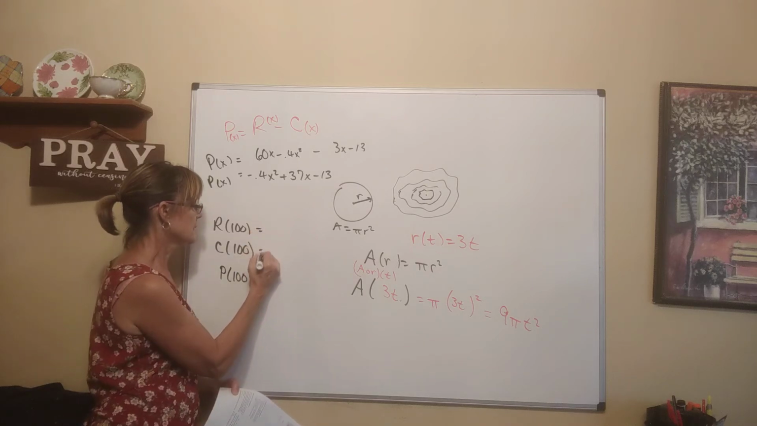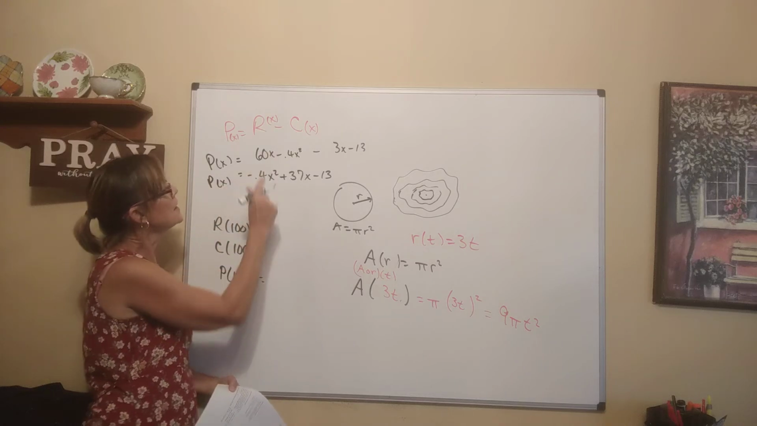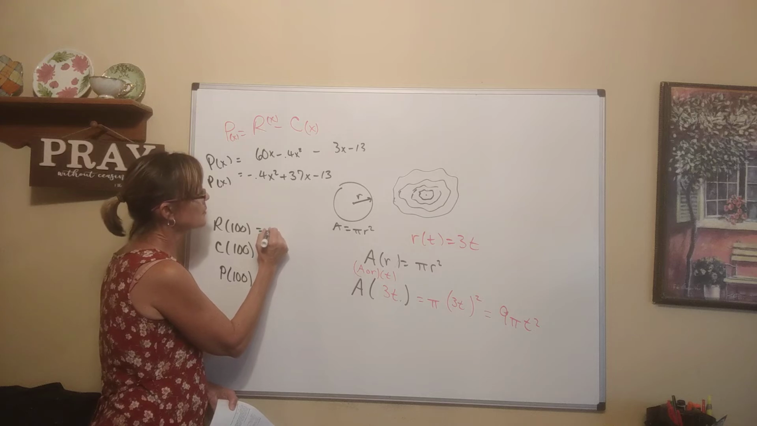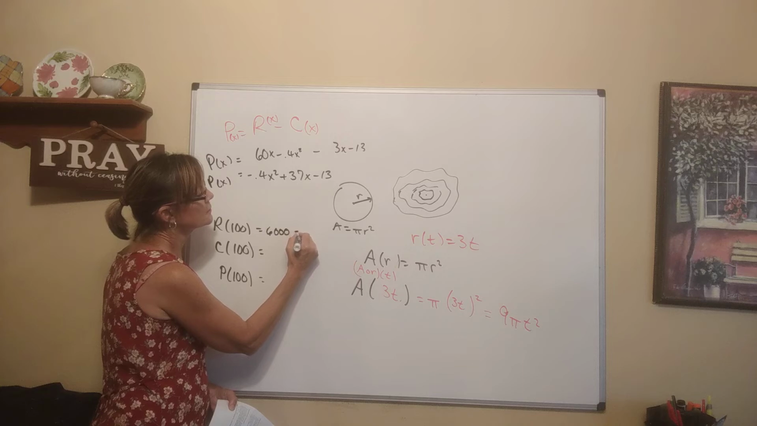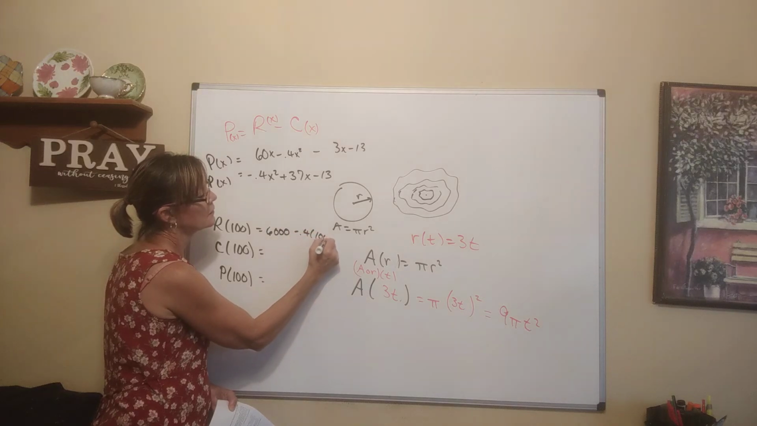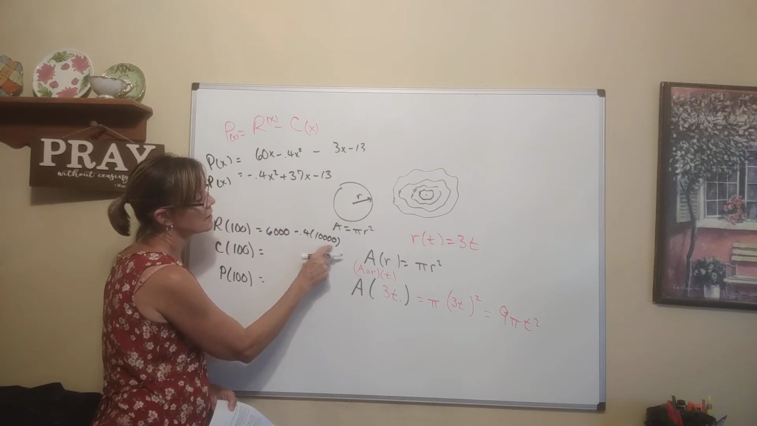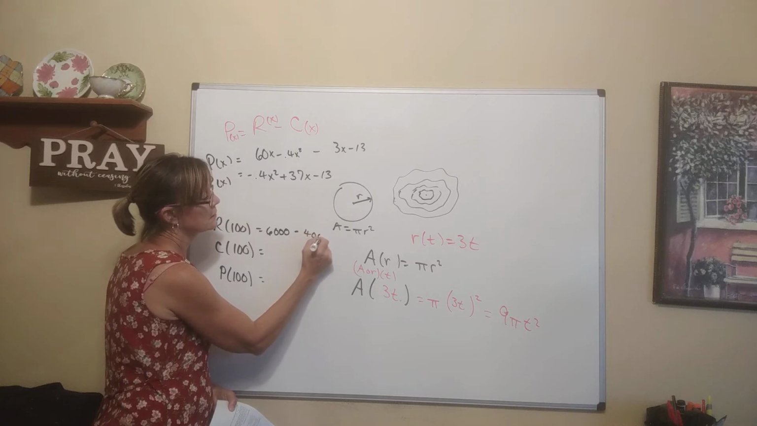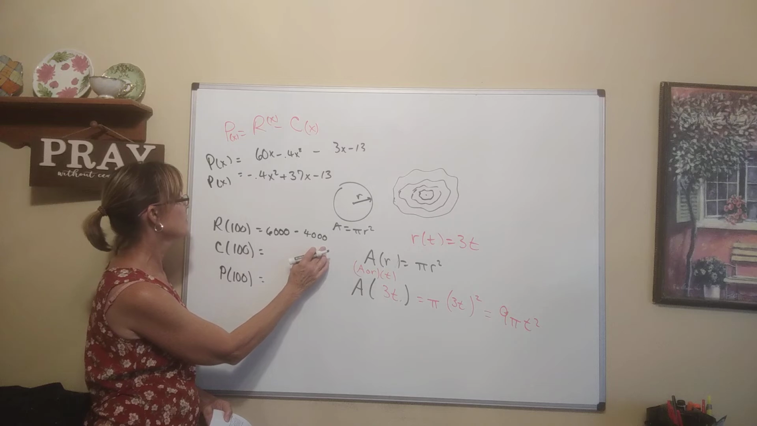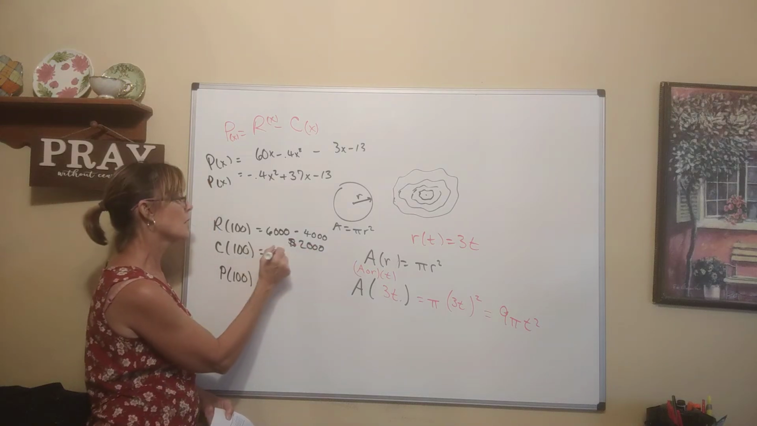So let's just figure this out. R of 100, where's R? This is it. That's going to be 60 times 100 minus 0.4 times 100 squared. So that's going to be minus, this is going to be 1, 2, 3, 4. 1, 2, 3, 4. It's 6,000 minus 4,000. The revenue is 2,000. That's how much we bring in. That's what R of 100 is.